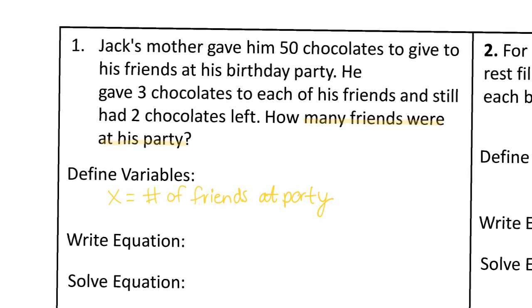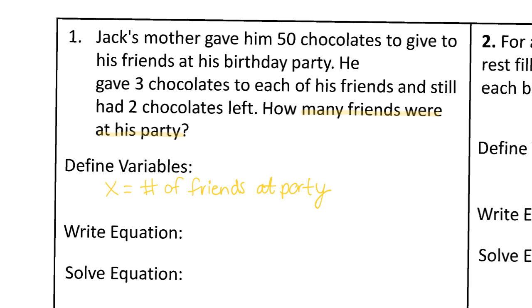Now we want to write our equation. So the first thing we need to do is identify some important information. Okay, so let's read this through. Jack's mother gave him 50 chocolates to give to his friends at his birthday party. He gave 3 chocolates to each of his friends, and he still had 2 chocolates left.